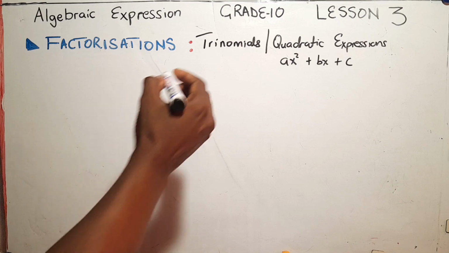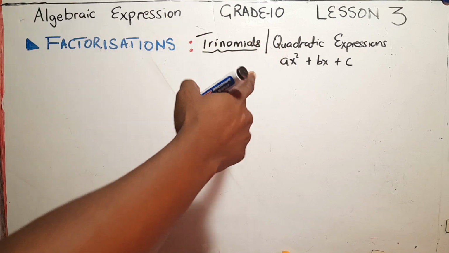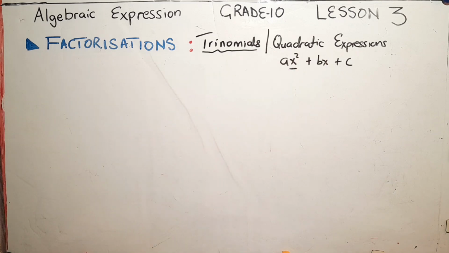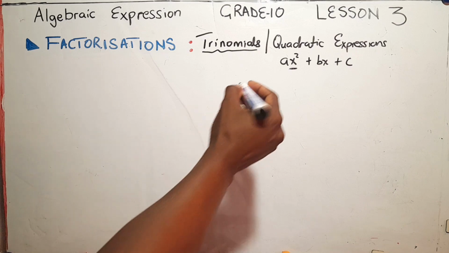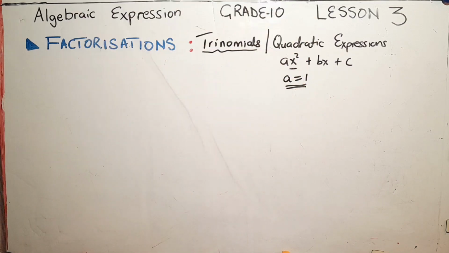So we notice trinomials have three terms, with the variable having the highest power of 2, like that. So this is a quadratic expression. Factorizing a quadratic expression is quite hard, right? So I'll start with factorizing when our value of a is 1. I'll show you how you can factorize this with the value of a as 1.